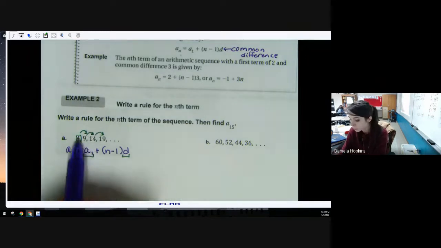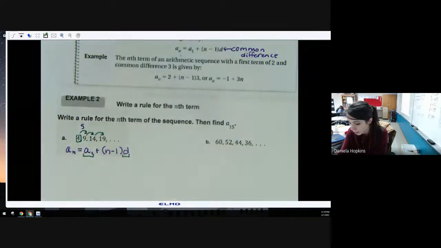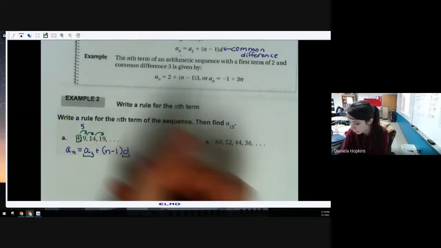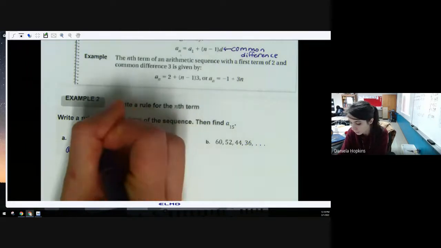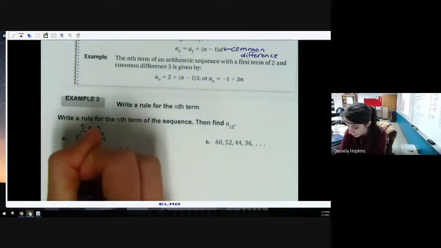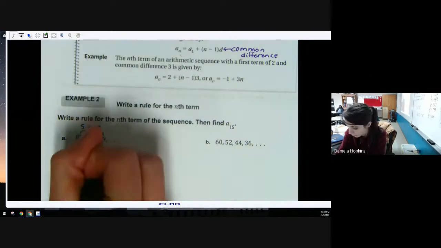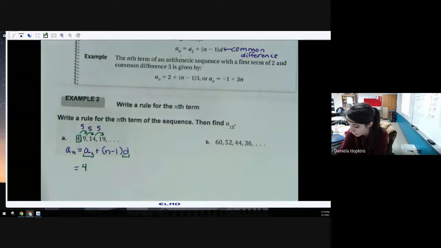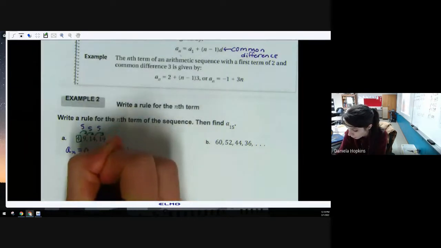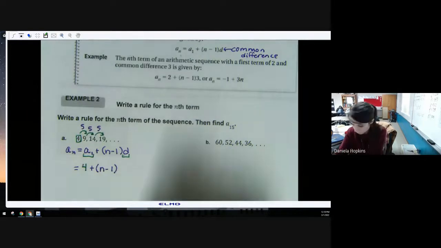So to go from 4 to 9, what would you do? Add 5. So I'm just going to say positive 5. From 9 to 14, add 5. From 14 to 19. Okay, so we're good. It's definitely arithmetic. So we're just going to plug those in. So I'll say my a1 is 4 plus my n minus 1 times my difference, which was 5.